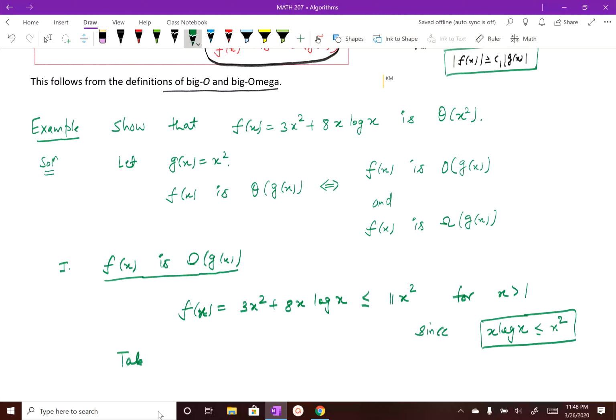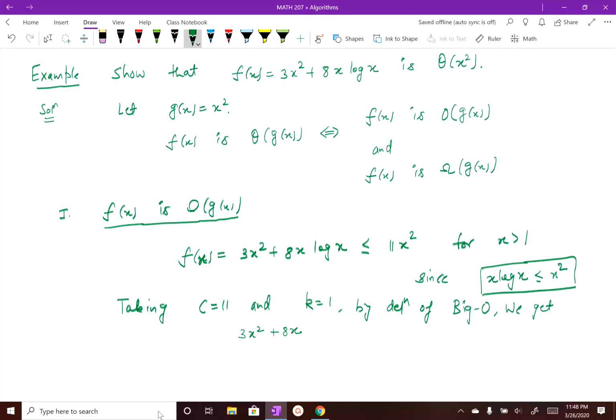Then by taking the constant c as 11, okay, and this k as 1, by definition of big O, we get that 3 of x squared plus 8 of x log of x is big O of x squared. And you're done with the proof of this first statement.